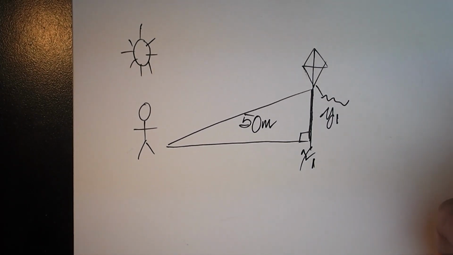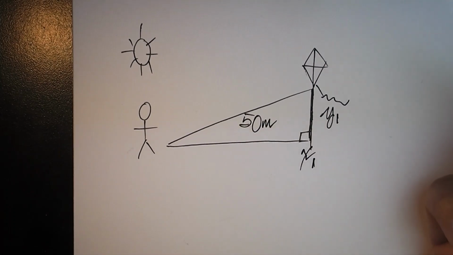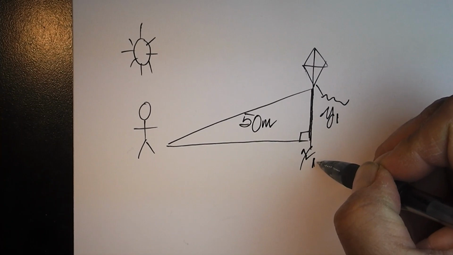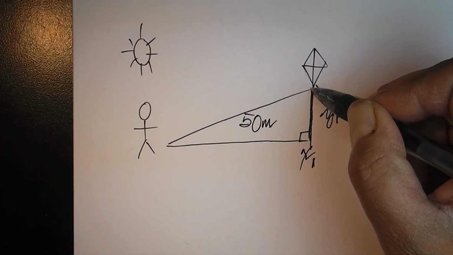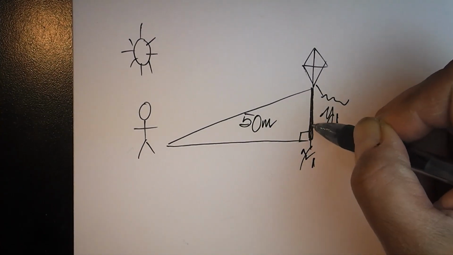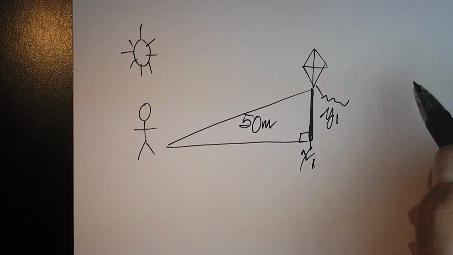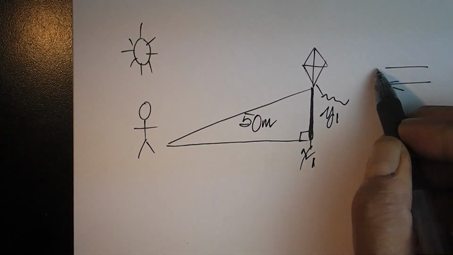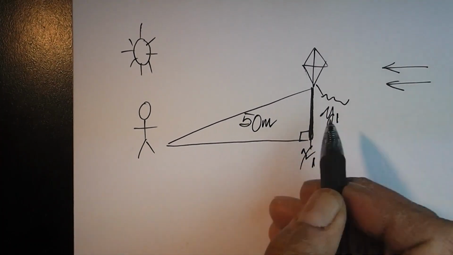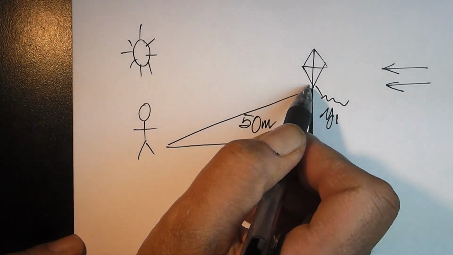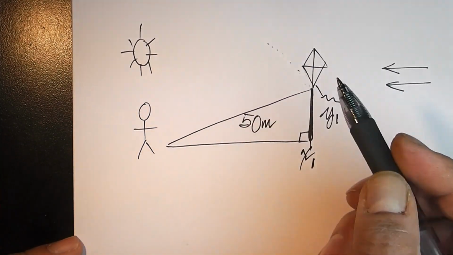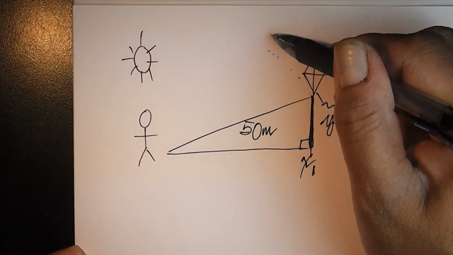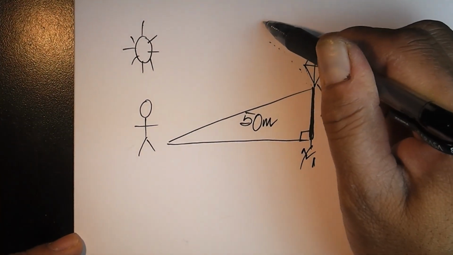So the first question says, what is the exact expression for the horizontal distance that the shadow of the kite moves? So here's the shadow of the kite at the beginning of motion. And then what happens is the wind picks up. So presumably the wind is blowing this way. And as the wind picks up, this kite starts rising up. So it winds up somewhere over, I don't know, let's say there.